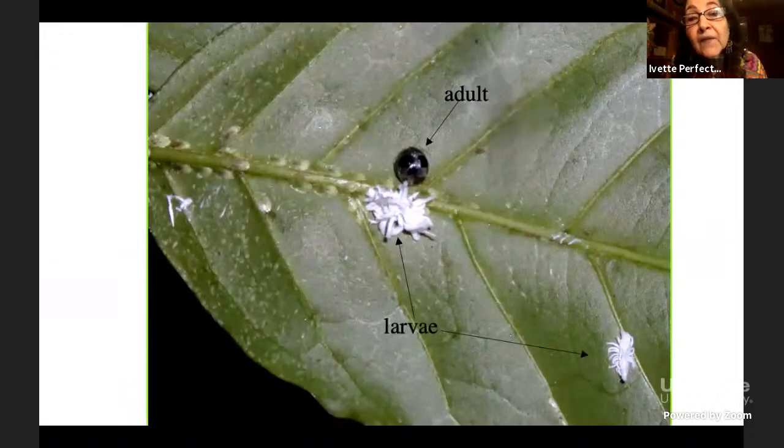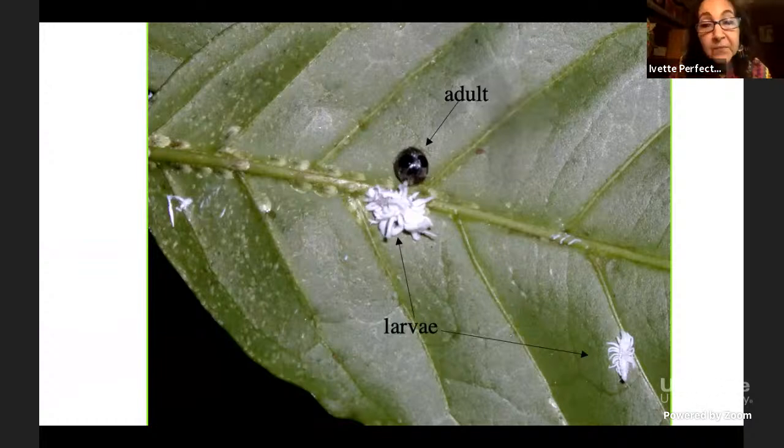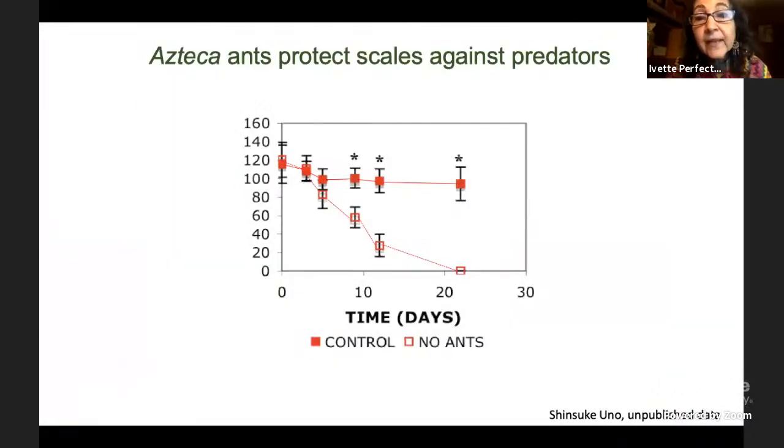So both the larvae and the adult are voracious predators of the scale. To quantify the ant protection of the scales, we conducted an experiment. This is the work of one of my students, Shinsuke Uno. He basically isolated branches on the coffee bushes and put Tanglefoot to prevent the ants from going to certain branches that have scales, and he allowed ants to go to branches that also have scale.